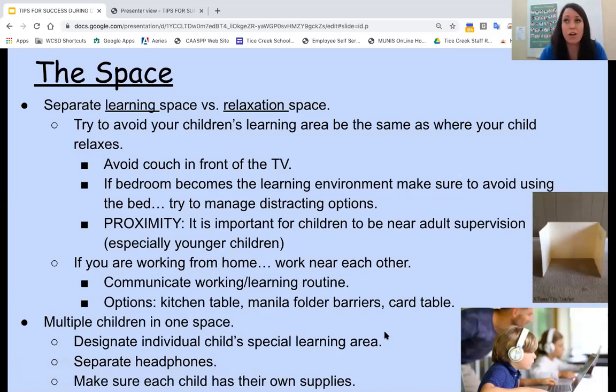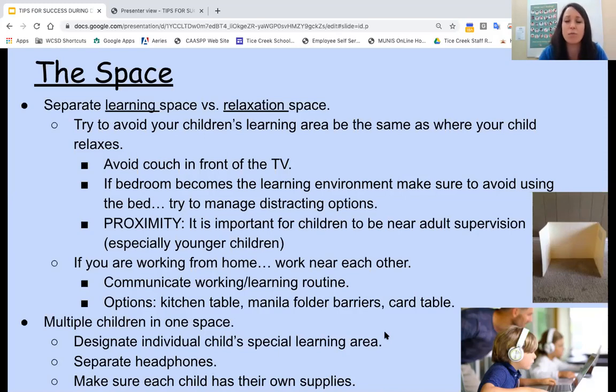So in our home, my workspace is the kitchen table because I don't have a desk. And my relaxation place is definitely the couch in front of the TV or the bed because that's where naps happen and sleep. So if you can think about where your child can separate the two. So avoiding the couch in front of the TV as their desk. If you can avoid that, that would be good. Bedrooms are wonderful so that they feel like they have a safe space.